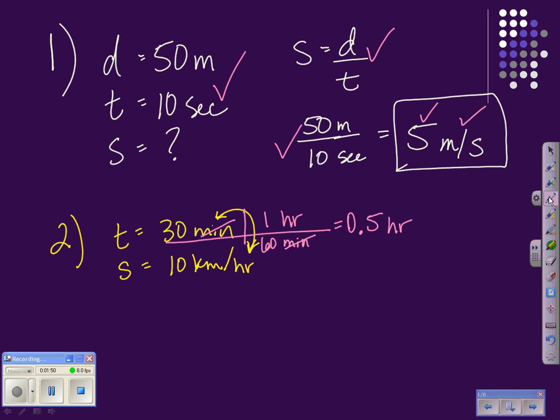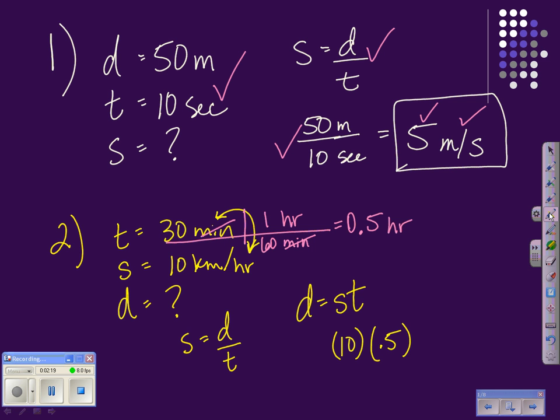Now I have hours on both of those. They want to see how far I went, and so that would be a distance. Remember, our formula is S equals D over T. And in algebra, y'all learn D equals ST, or rate times time. It's the same thing. So we have our formula, and we're going to say 10 times 0.5, which is going to give me an answer of 5.